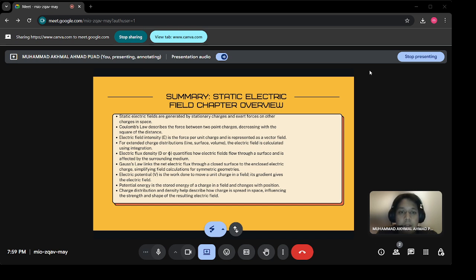So for the electric flux density, D quantifies how electric flux flows through a surface and is affected by the surrounding medium. Gauss's law links the net electric flux through a closed surface to the enclosed electric charge, simplifying field calculation for symmetric geometries. Electric potential is the work done to move a unit charge in the field. Potential energy is the stored energy of a charge in a field and changes with position, while the charge distribution density helps describe how charge is spread in space, influencing the strength and shape of the resulting electric field.